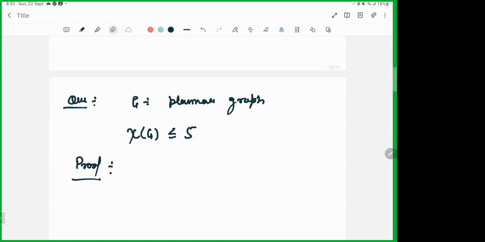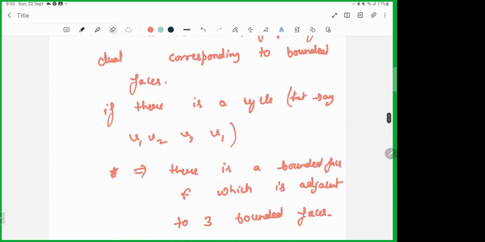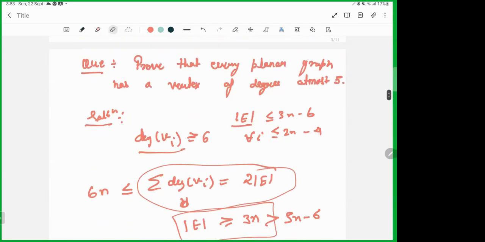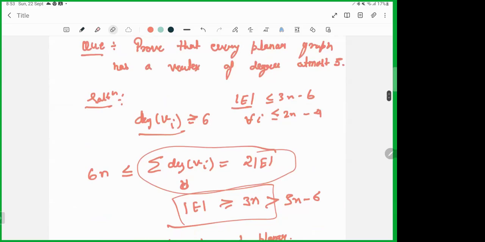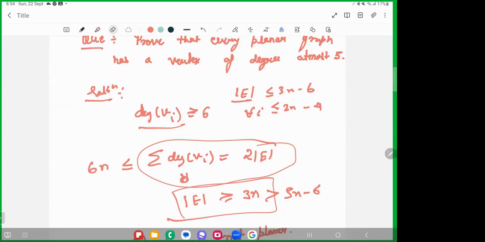Okay, so you have a planar graph. But now I am missing something. Can I go back to where we proved the degree 5 part? Let me redo the steps. Yes, this one: prove that every planar graph has a vertex of small degree. If each vertex has degree greater than 5, then this thing doesn't hold. This is planar.